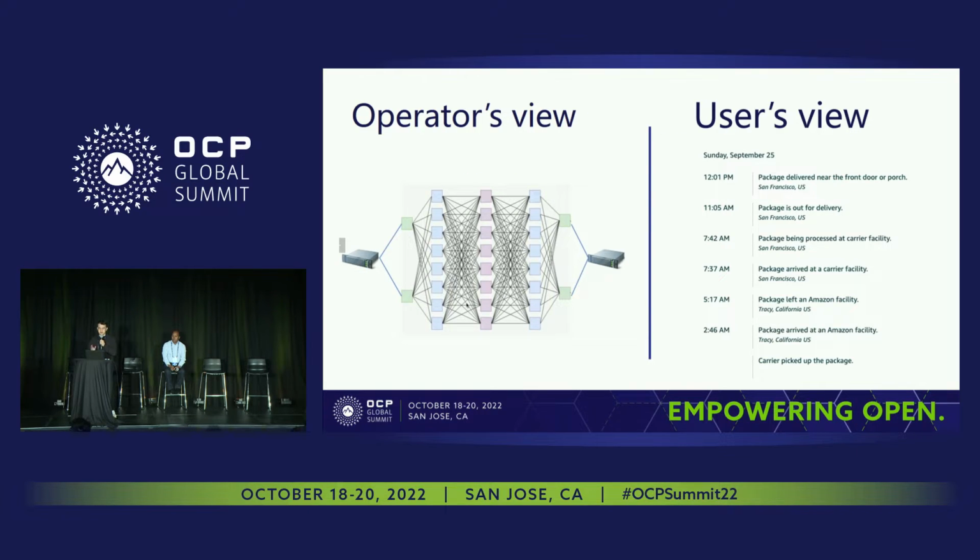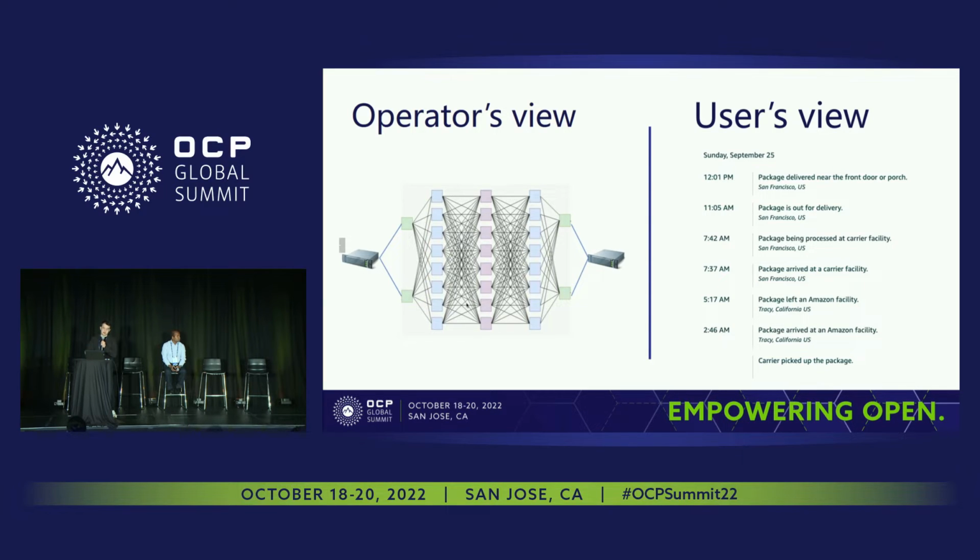On this slide, the left part is the network architecture. It's a very classic cloud network architecture. You have spine, leaf, and server. And the right side is the tracking history of my online shopping. You can see where my package is at a certain time and when it will be delivered. The message I want to deliver in this slide is that the user doesn't care about our network.